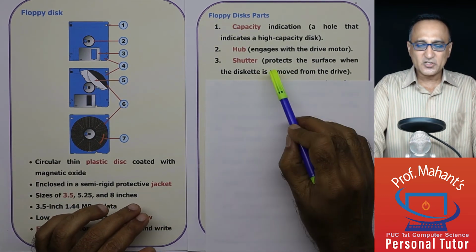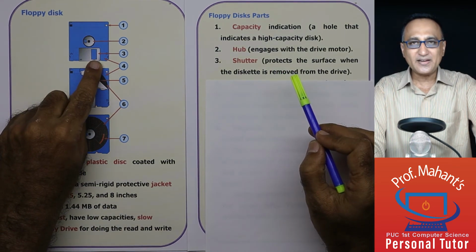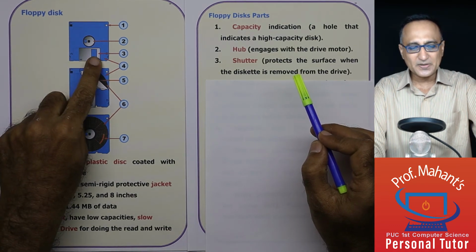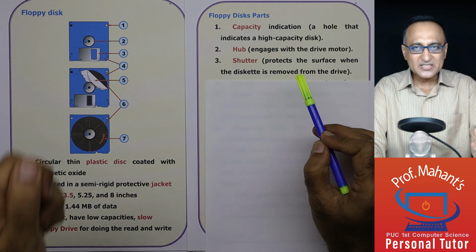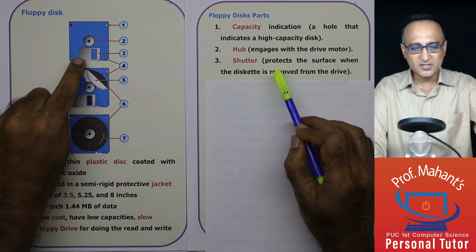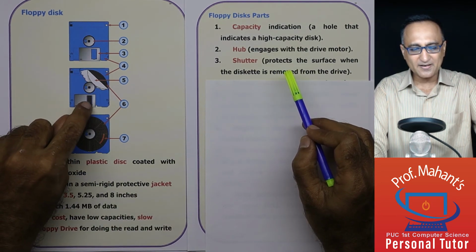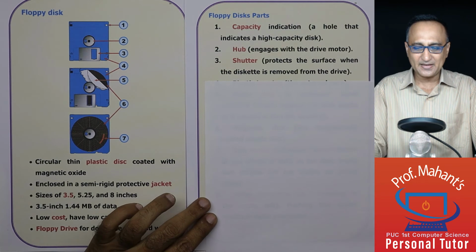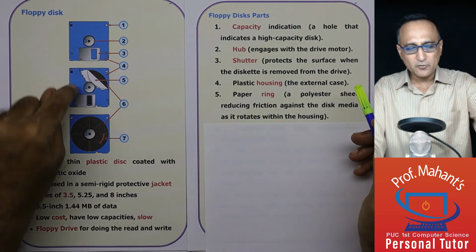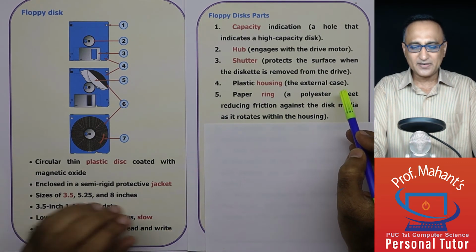Now shutter. What is the shutter? This particular fellow. When the floppy is not inserted into the floppy drive, this particular fellow closes. Once we insert it into the floppy drive, then this particular fellow opens. So this is the shutter. This metallic portion is the shutter. You can see it's closed here, it is open here, so the read and write is happening in this black area. Now this blue fellow is your external plastic housing to protect it from any kind of damage.